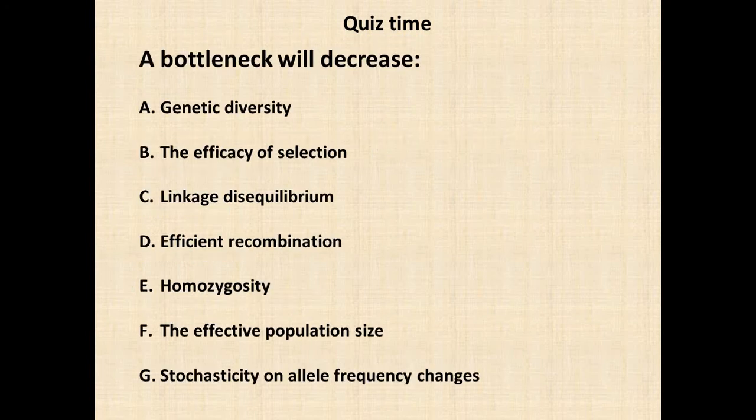The next question is, if there is a bottleneck happening, it will decrease what? Will it decrease genetic diversity, or the efficacy of selection, or linkage disequilibrium, the efficiency of recombination, homozygosity, the effective population size, or the stochasticity on allele frequency changes?